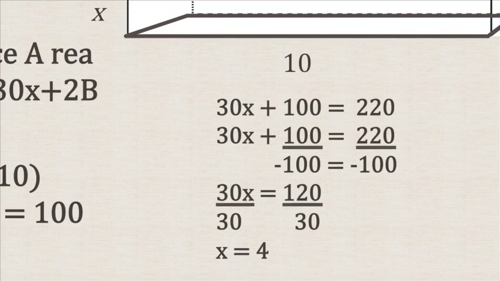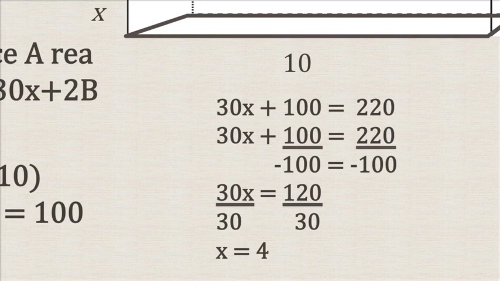Of course, to solve for x, we need to eliminate everything but x. So the opposite of adding 100 is subtracting 100. Don't forget, in any equation, what you do to one side, you must do to the other side to keep balance. So now we're left with 30x equals 120.